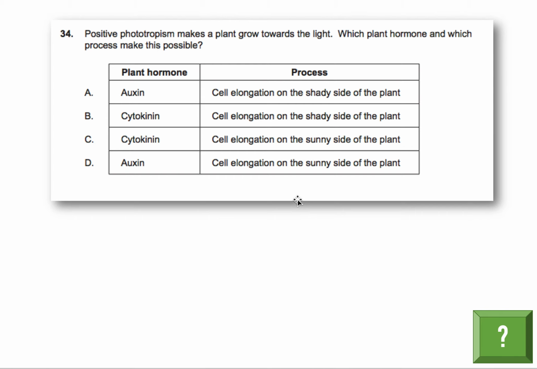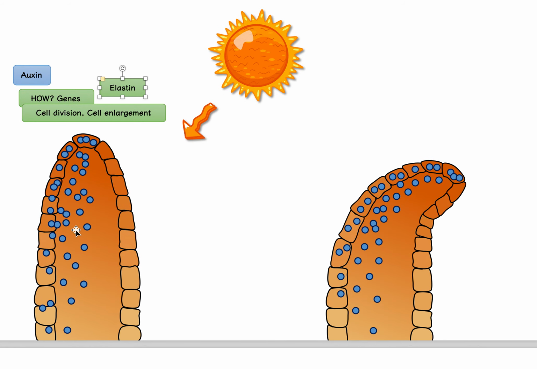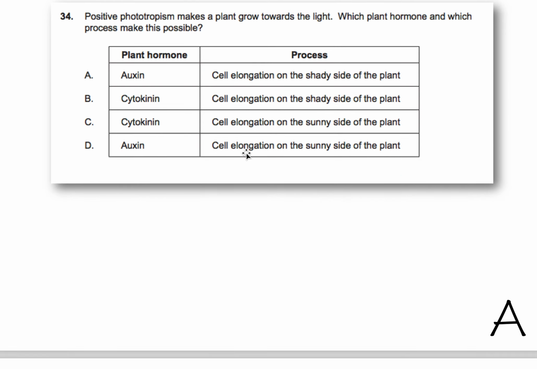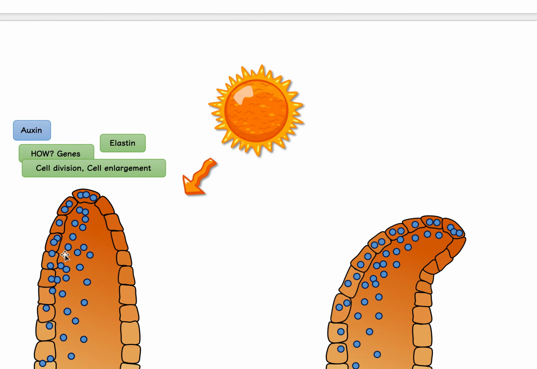So let's go back to the question. Process. Cell elongation on the shady side of the plant. Is that true? Yes, because if the sunlight is this side, this is considered the shady side since it has no sunlight, okay? So the shady side will elongate. So it's going to be A. So why not D? Not D because it's saying the exact opposite thing. Cell elongation on the sunny side. It's never on the sunny side because auxin is afraid of the sunny side. So it'll move to the other side.